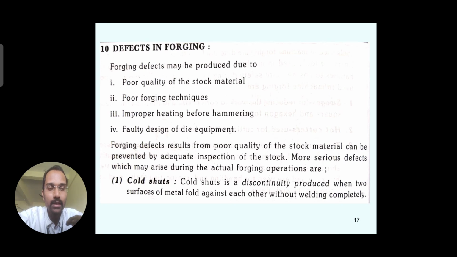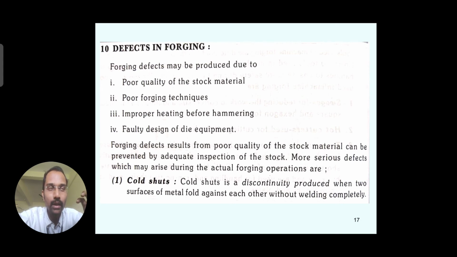If improperly heated metal is struck with a hammer, some defects will arise, like surface cracks. On the surface you can see small cracks over that. So this is what you can get. And the next one is the faulty design of die equipment. This is also one criterion where you can get defects in the forging.